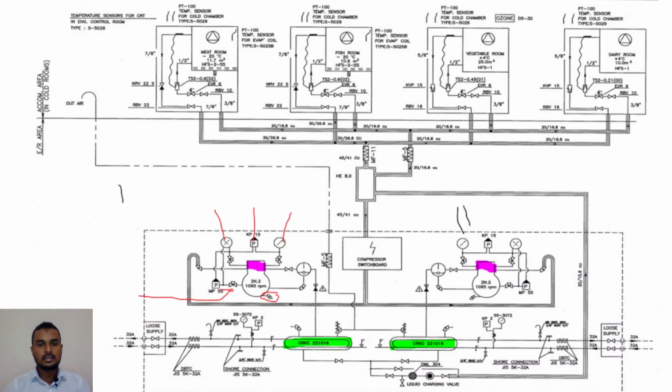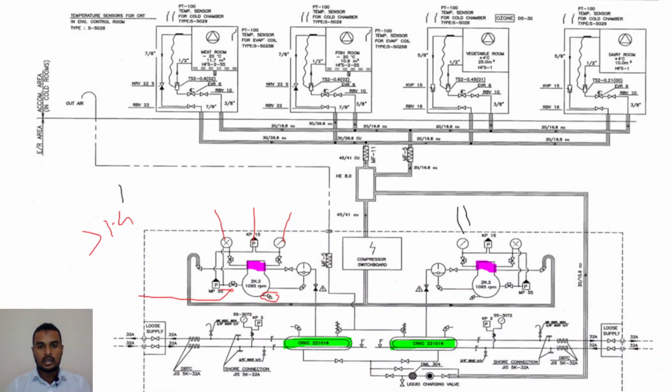So why is this differential pressure switch used? The main purpose of this differential pressure switch is to measure the difference between the oil pressure and the suction pressure. If the difference between the oil pressure and the suction pressure is less than 1.4 bar, then it trips the compressor.